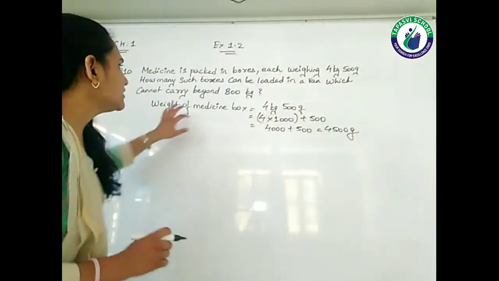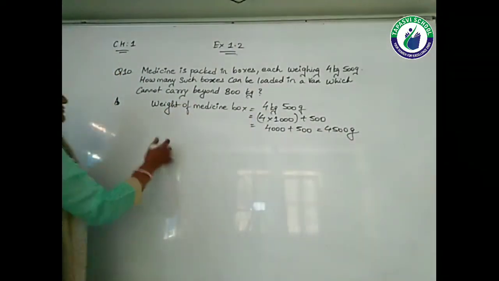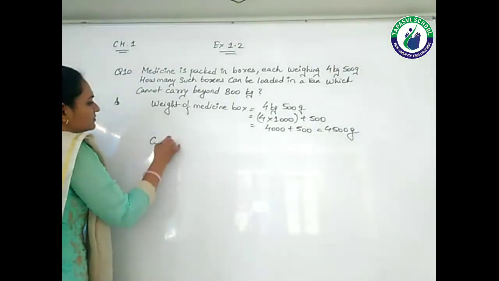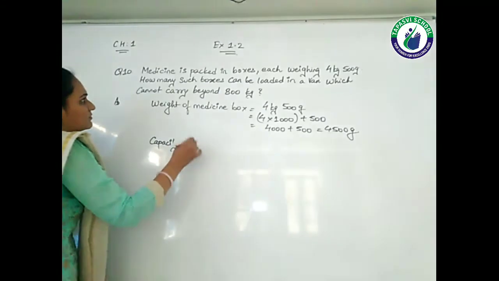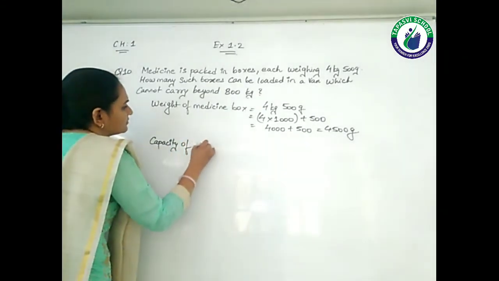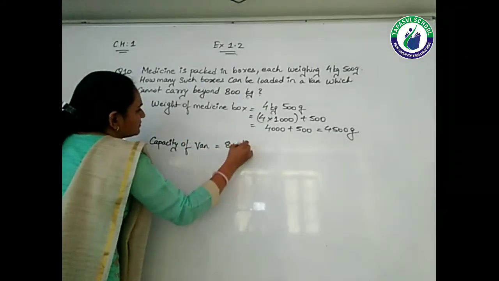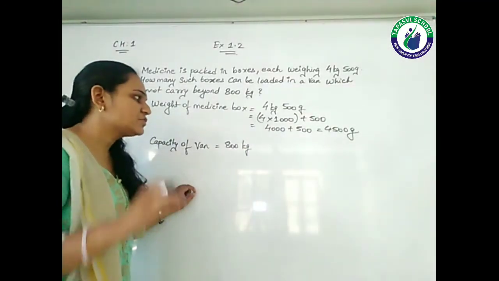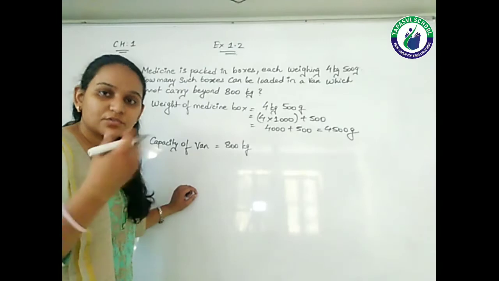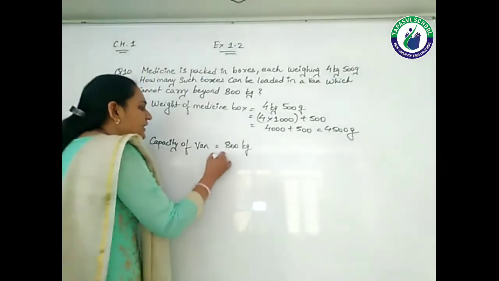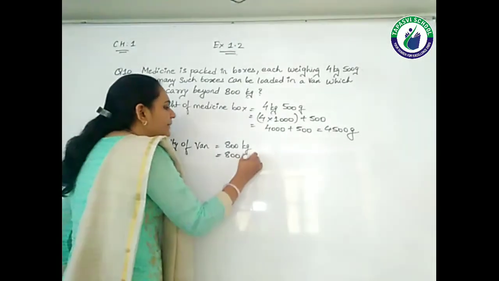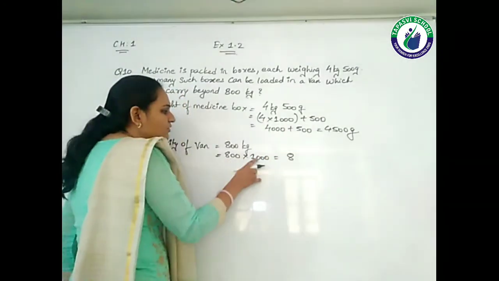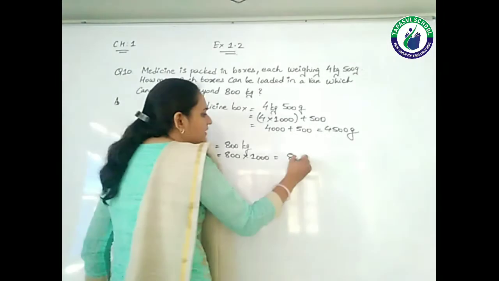Now we are going to see the capacity of the van. The capacity of van is 800 kg. Here also first we need to make the conversion. So 800 multiplied by 1000 is equal to 8, 1, 2, 3, 4, 5, 5 zeros will be there.